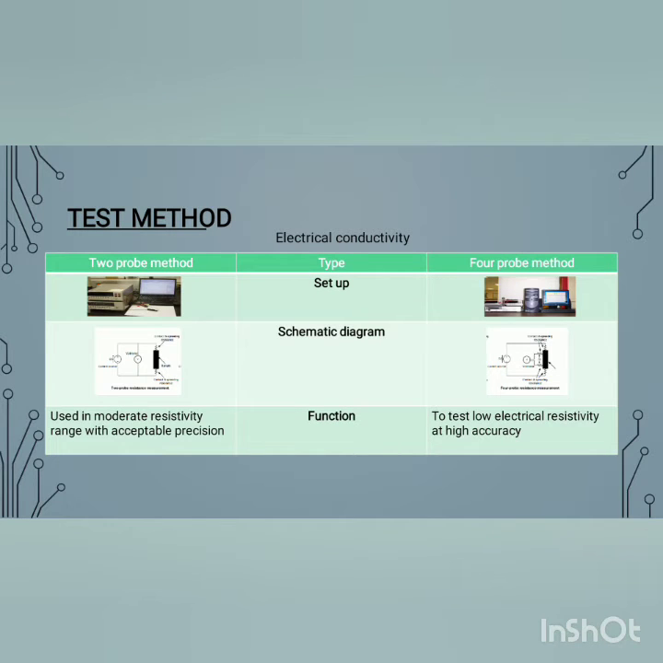There are two types of test method for electrical conductivity, which are the 2-probe method and the 4-probe method. The setup and schematic diagram for both methods are shown in the table below. The 2-probe method is used in a moderate resistivity range with acceptable precision. Meanwhile, the 4-probe method is used to test low electrical resistivity at high accuracy.